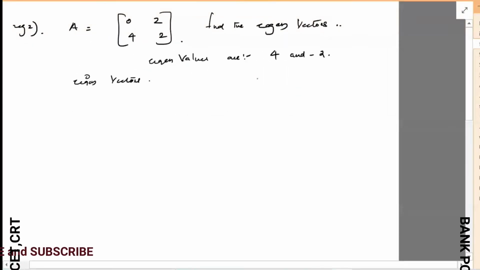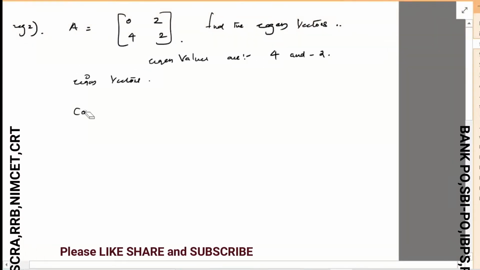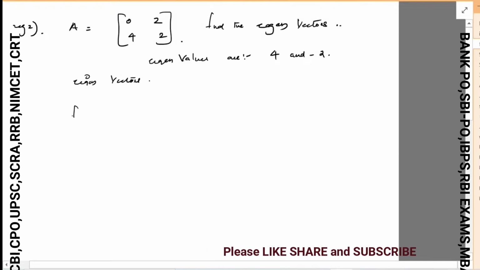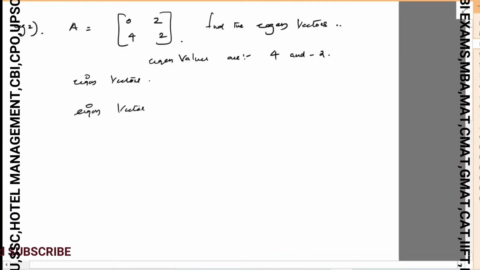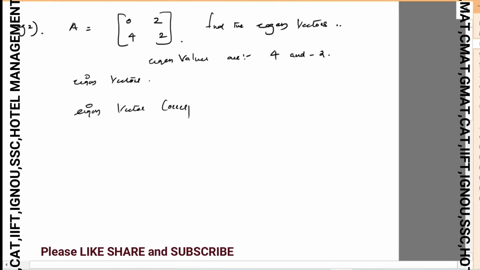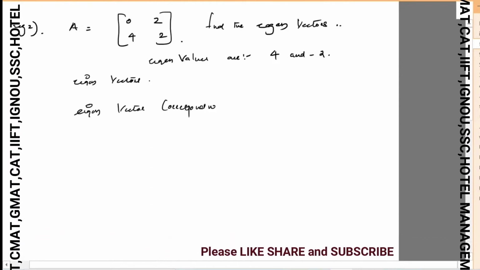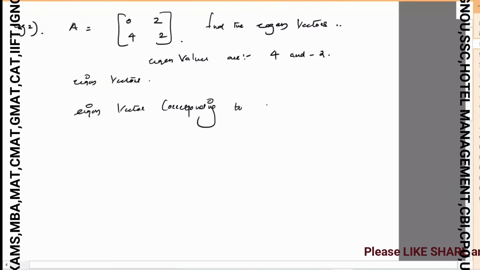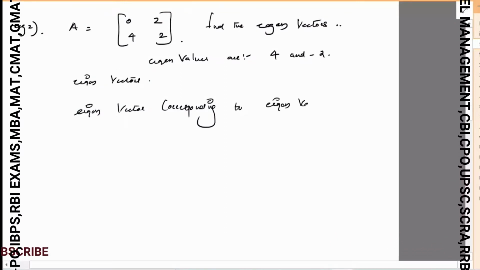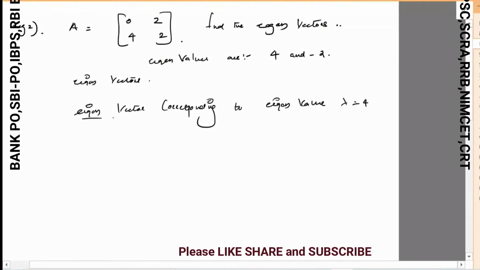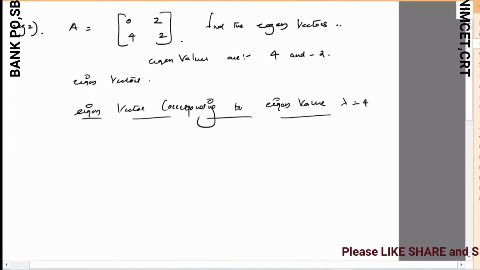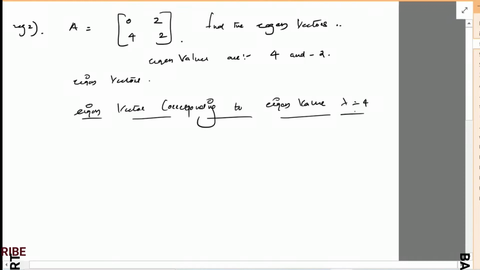4 is the first eigenvalue. So first we are going to find out the eigenvector corresponding to the eigenvalue lambda equal to 4. So how will you find this eigenvector?